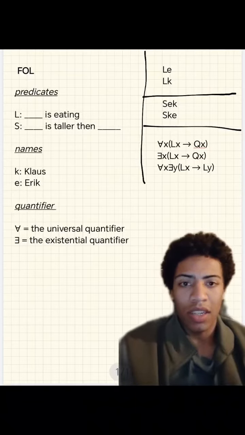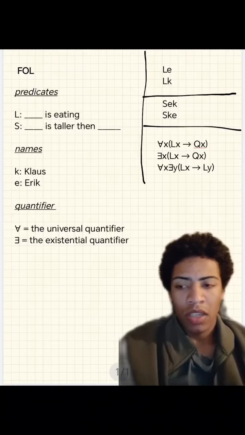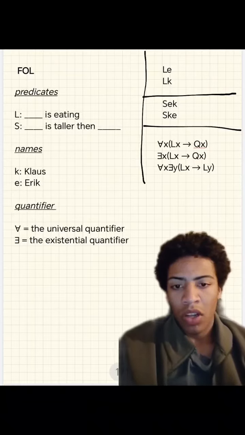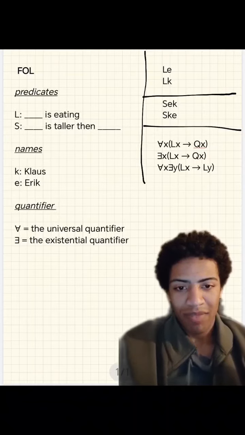And then ∀x∃y is another thing where you can use multiple people in one sentence. So for everyone who's eating, at least one other person will also be eating. So yeah, that's it.